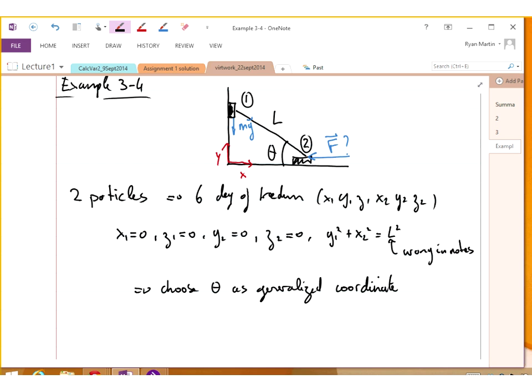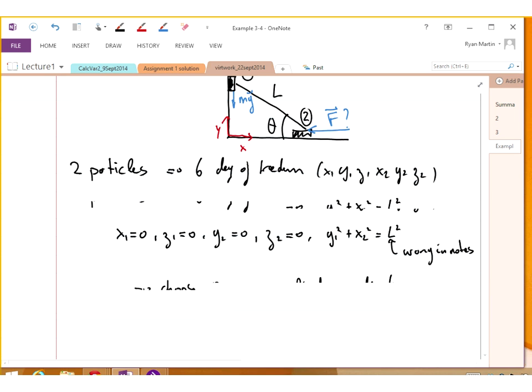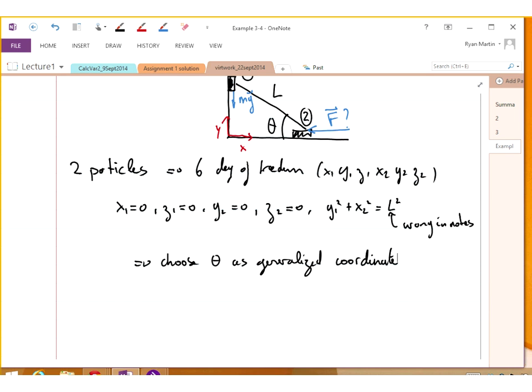So the total virtual work then will be the virtual work of mg plus the virtual work of F. Now we have to write out the components or the location of where mg and F act, which we'll call R1 and R2. And then we'll be able to find the variation of R1 and R2 with θ, and then finally write out the total virtual work and set it equal to 0.